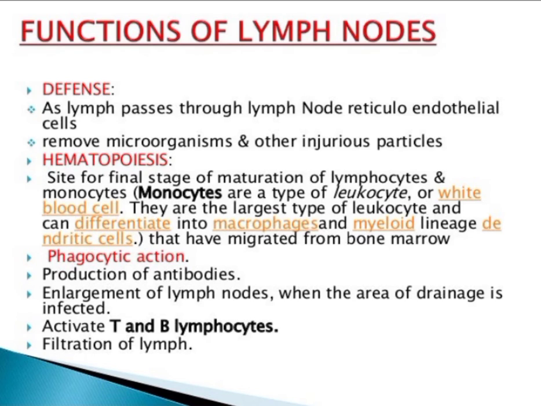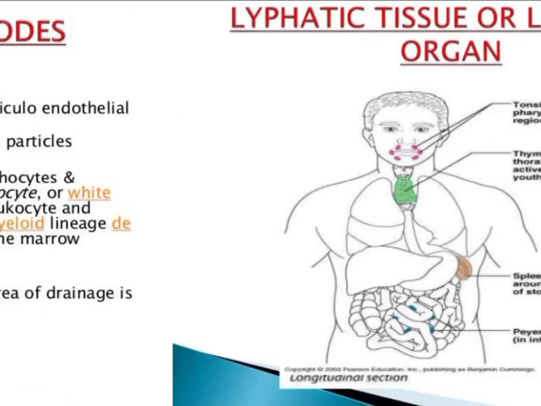Monocytes are a type of leukocyte or white blood cell, the largest type of leukocytes, and can differentiate into macrophages and myeloid lineage. Dendritic cells have migrated from the bone marrow. Phagocytic action: production of antibodies, enlargement of the lymph nodes when the area of drainage is infected, activation of T and B lymphocytes, and filtration of the lymph.